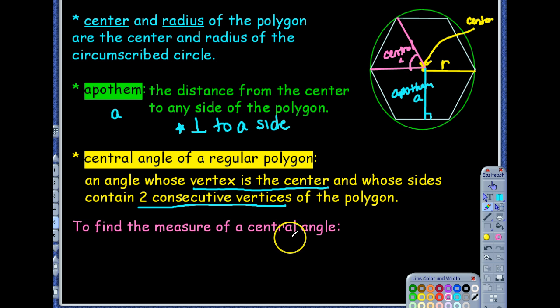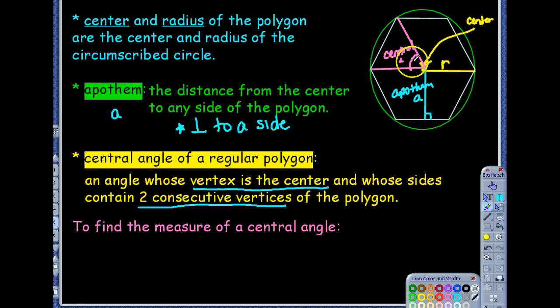Notice how she created those central angles. They're formed by 2 radii. And they're 2 radii that are consecutive. So it's not going to be like one of those radii and then the one that's in yellow, because those wouldn't be consecutive. Exactly.